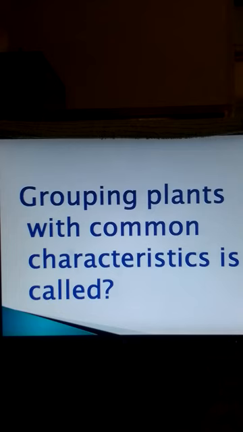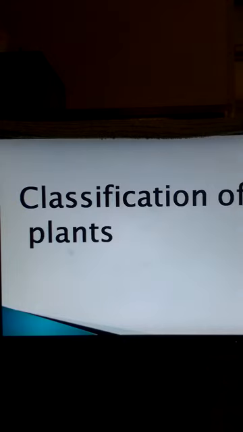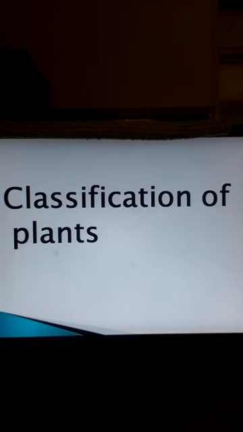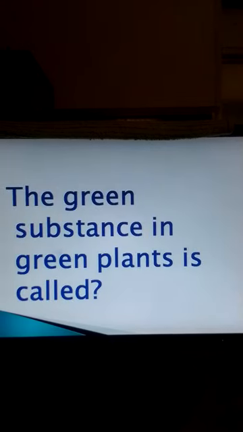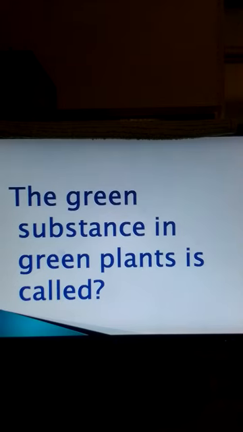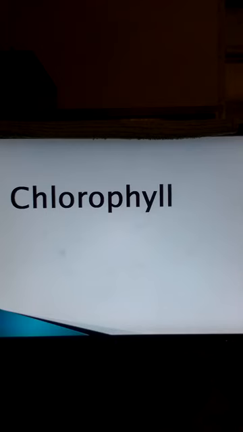Now, grouping plants with common characteristics is called classification of plants. The green substance in green plants is called chlorophyll.